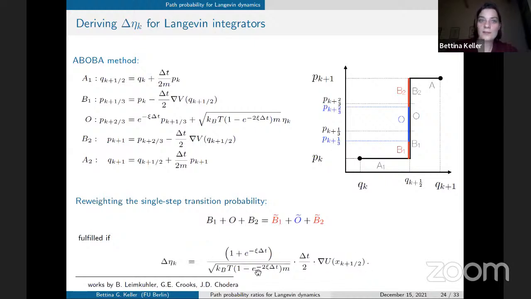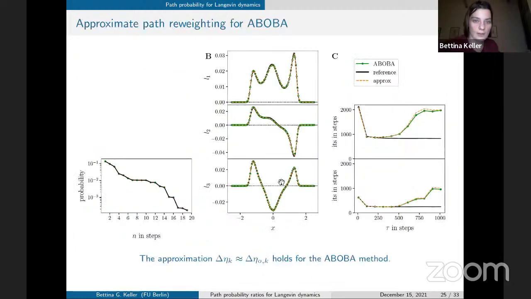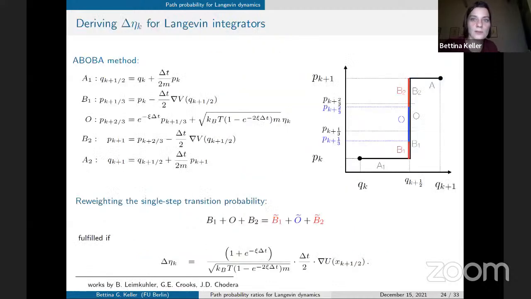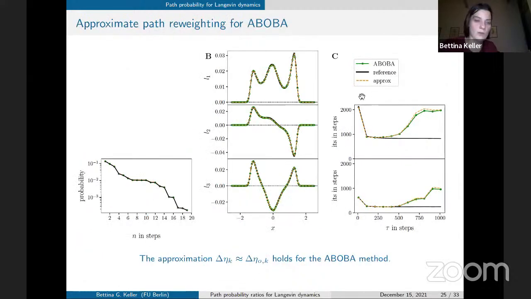And what you get out is something that looks like this. This again looks very close to the Euler-Maruyama expression, the overdamped expression. We tried that for a few Langevin integrators, and it seems to work really, really well. So here is the reweighting for the ABOBA scheme. Again, our triple well potential, and the eigenvectors are right on top of each other. That's a direct simulation. That is the reweighting with ABOBA, where we use this equation. And that's the reweighting with the approximation, where we use the overdamped Langevin equation.